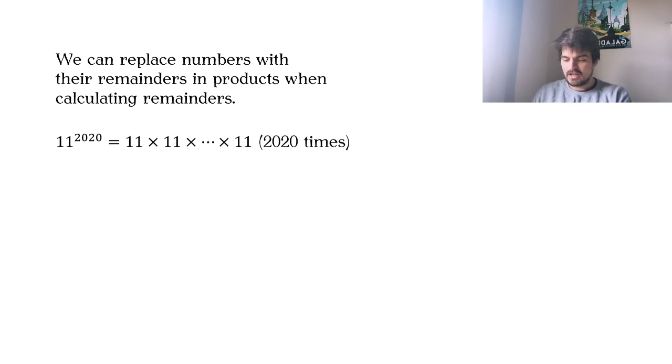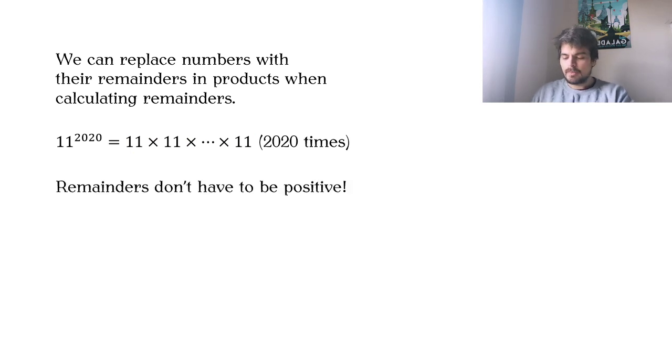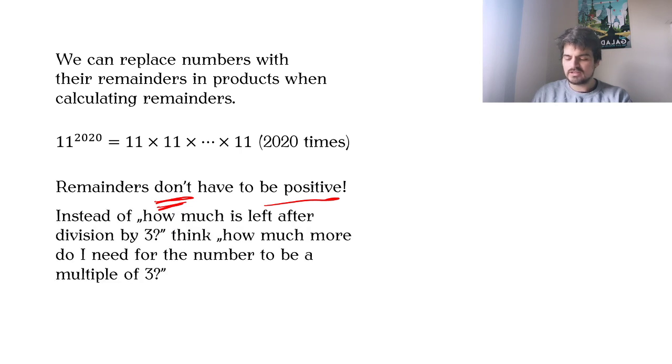All right, let's try again. We know that 11 to the 2020 is 11 times 11 and so on. But with remainders, here's an idea. Remainders don't have to be positive, right? We need to change the way we think about remainders. They say it's what remains, but we don't have to think about it as what remains. Instead of how much is left after division by 3, we can ask how much more do I need for the number to be a multiple of 3.